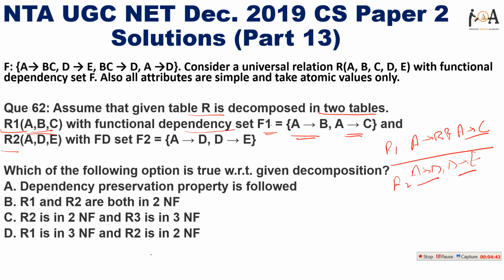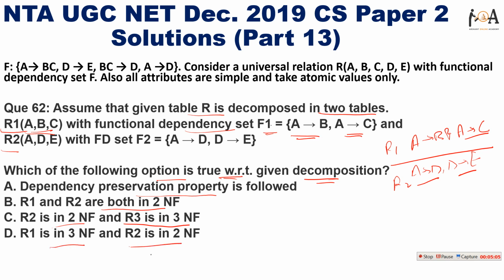The question is, which of the following options is true with respect to the given decomposition? Option A, dependency preservation property is followed. Option B, R1 and R2 both are in second normal form, that is 2NF. Option C, R2 is in 2NF and R3 is in 3NF. And option D, R1 is in 3NF and R2 is in 2NF.